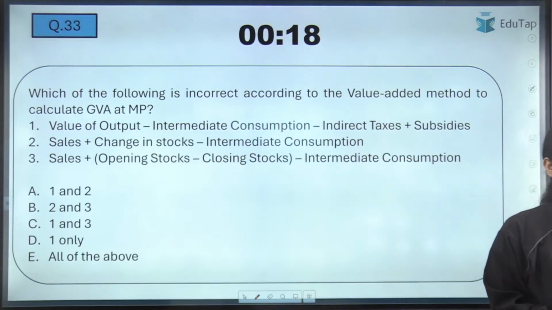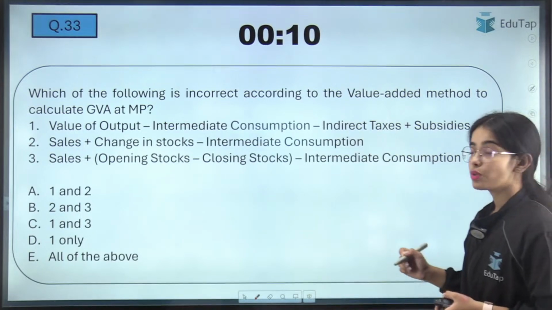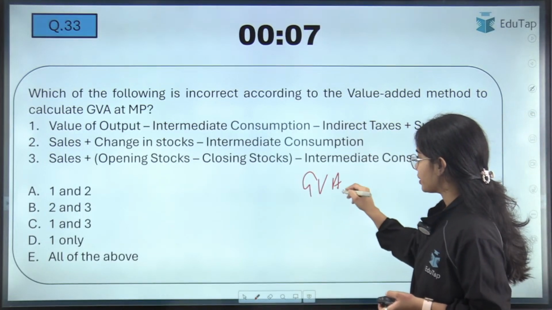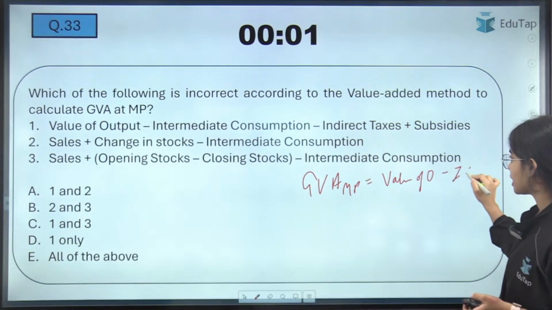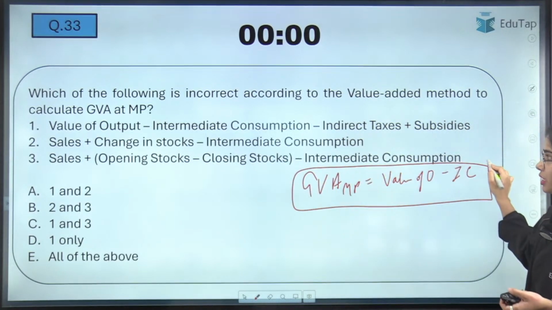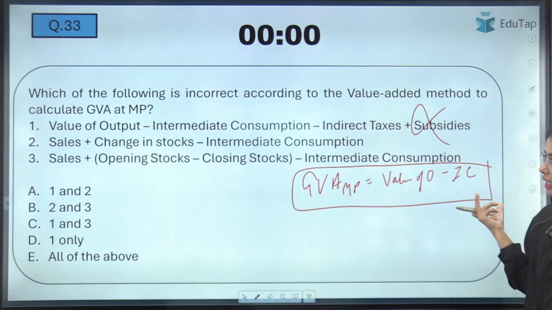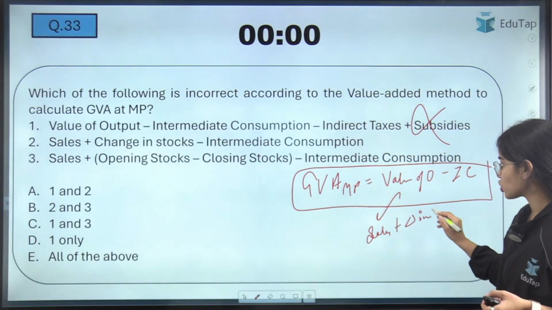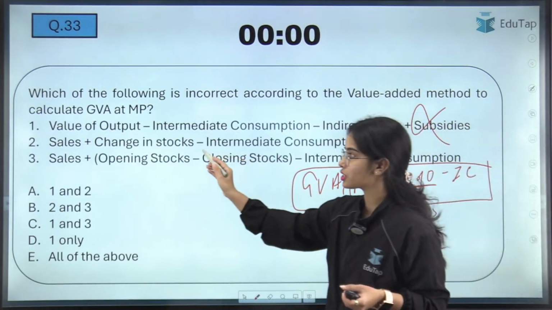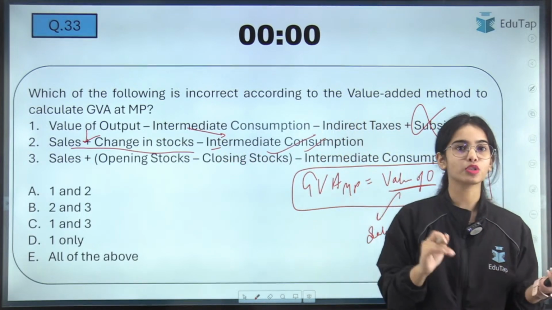Coming to the next question, try to answer this question. The value added method is calculating the GVA at MP. You can calculate GVA at MP by value of output minus intermediate consumption. This is the direct formula of GVA at MP. You do not have to deduct the indirect taxes. Just value of output minus intermediate consumption. Value of output is your sales plus change in stock. So this is the correct formula of the GVA at MP through the value added method.